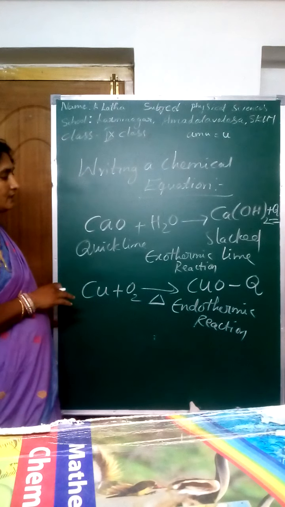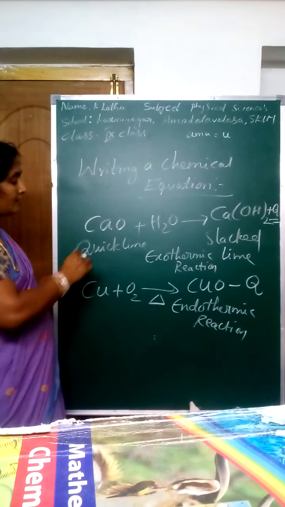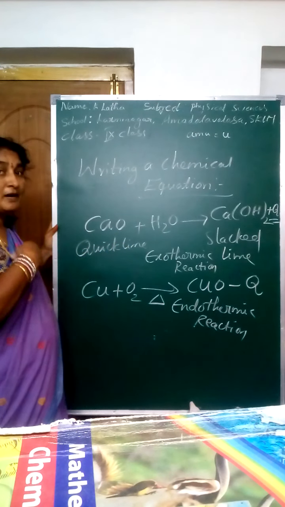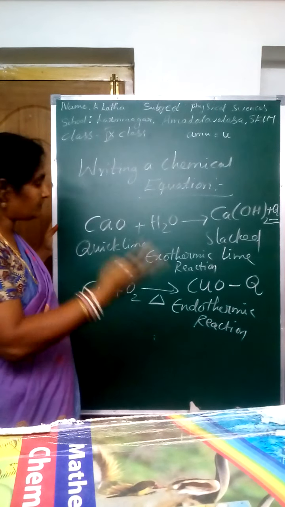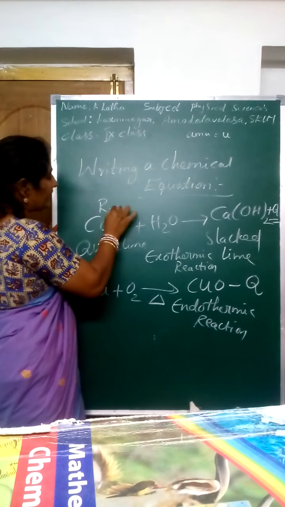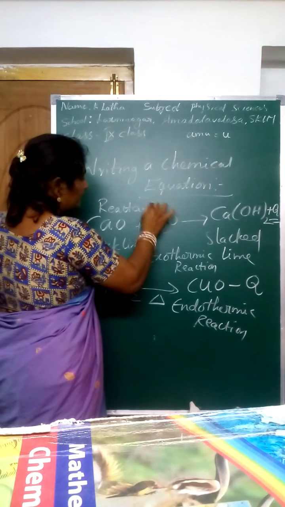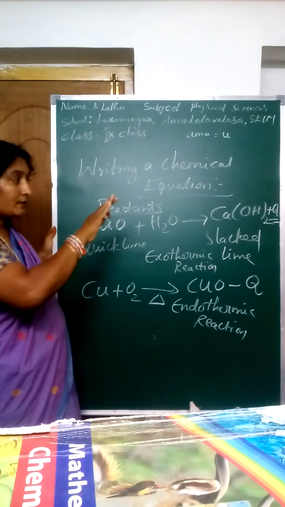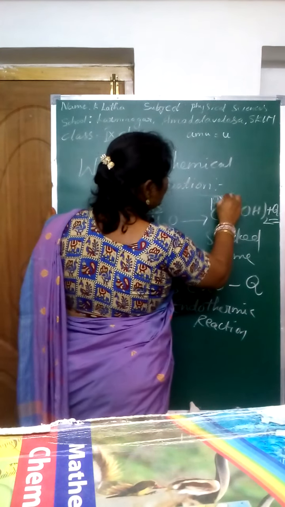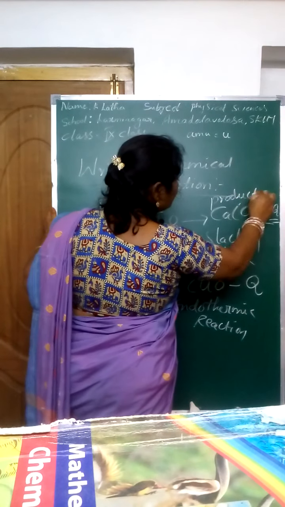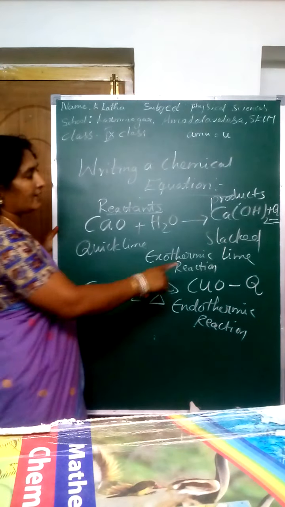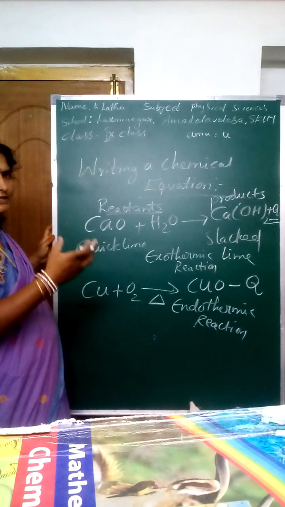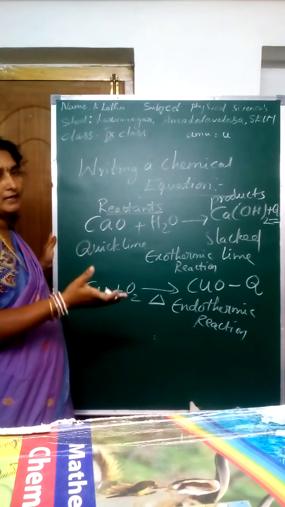This is another example of a chemical equation. What are the reactants here? CaO and H2O, because these participate in the reaction. Those which participate in the reaction are called the reactants. What are the products in the reaction? Those which are produced from the reaction are called the products. Here the products are slaked lime and some heat.